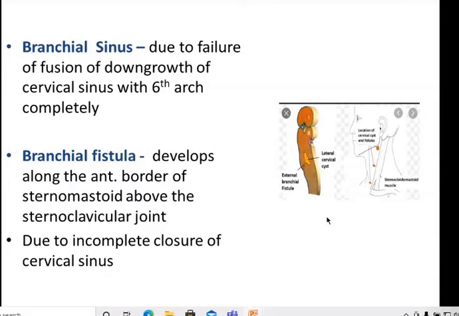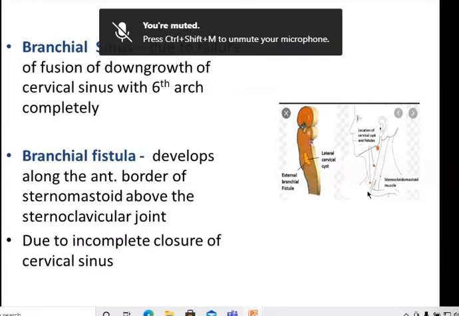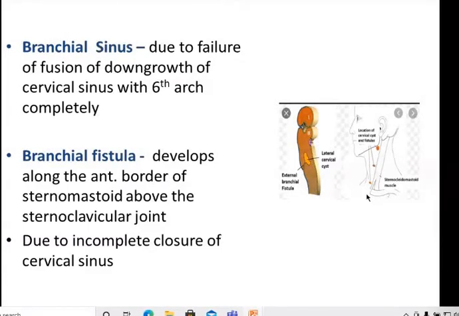Now coming to the branchial sinus. The branchial sinus usually occurs due to failure of fusion of the downgrowth of the cervical sinus with the sixth arch. When the cervical sinus fails to grow down completely up to the sixth arch, this will give rise to the branchial sinus.